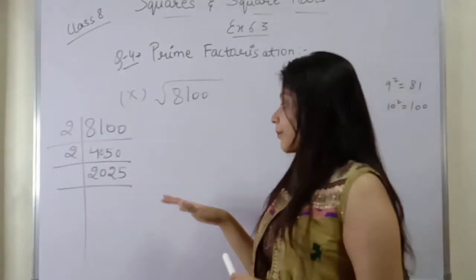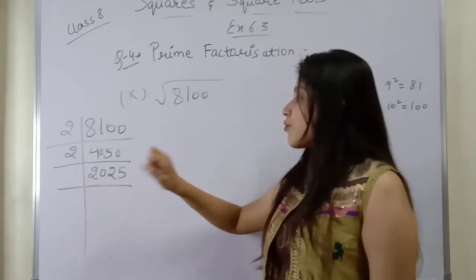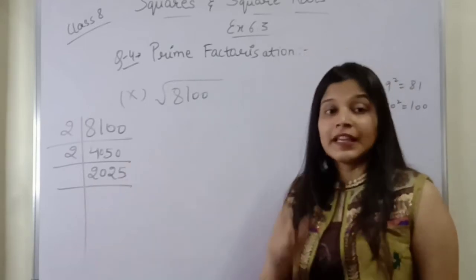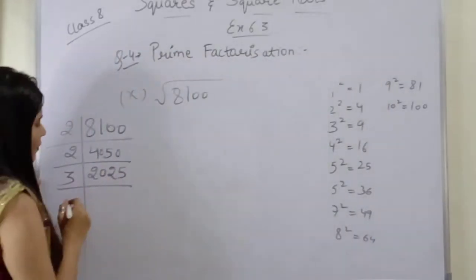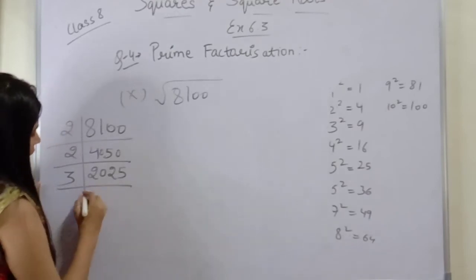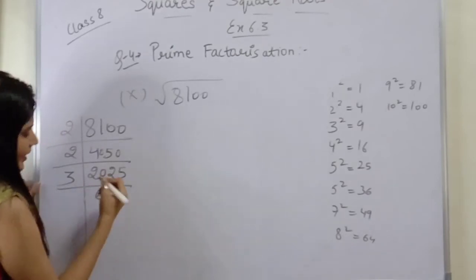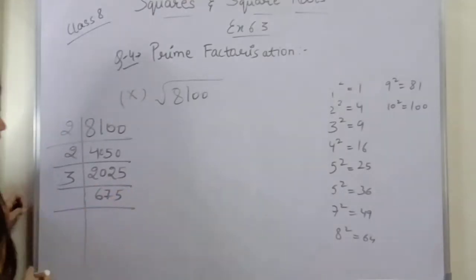Now let's check. Is this a multiple of 3? 2 plus 2 is 4. 4 plus 5 is 9. And yes, 9 is a multiple of 3. It means that this number is also a multiple of 3. 3 6s are 18. 3 7s are 21. And 3 5s are 15.